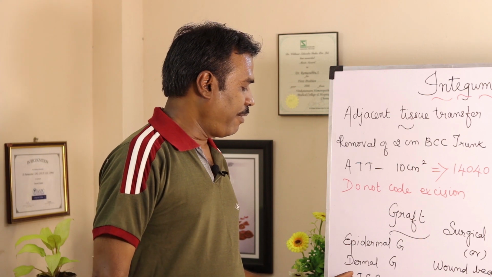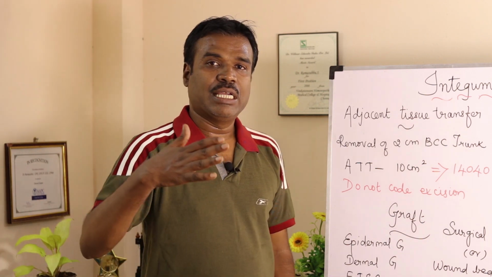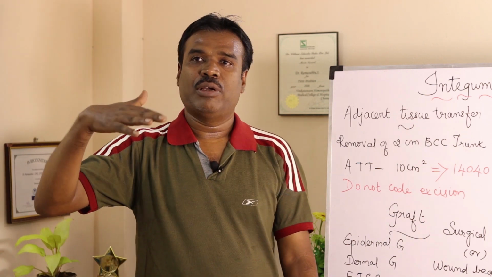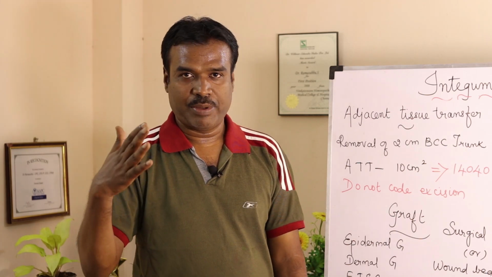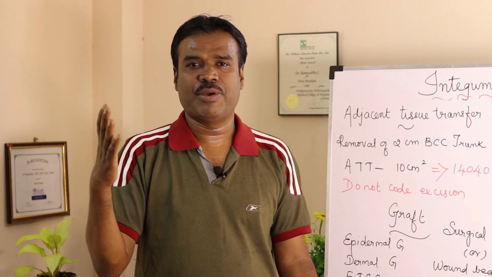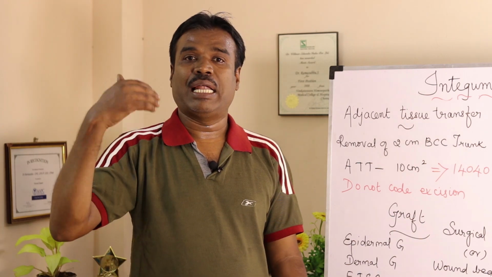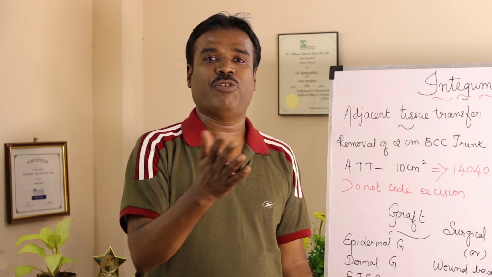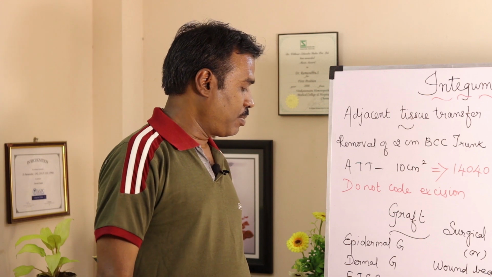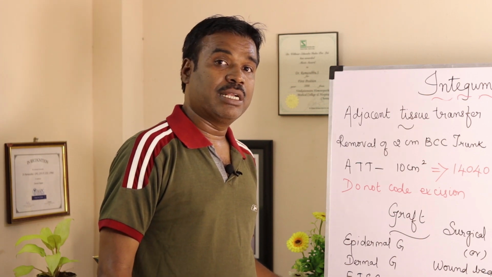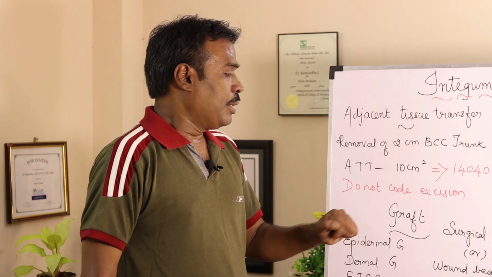The difference between FTSG and a split thickness is that in a split thickness, it's not the entire layer of the dermis that is taken, a substantial layer of the dermis is taken. Whereas in a full thickness, the epidermis and the entire dermis is taken for a repair. So that's the difference between a full thickness and a split thickness skin graft.